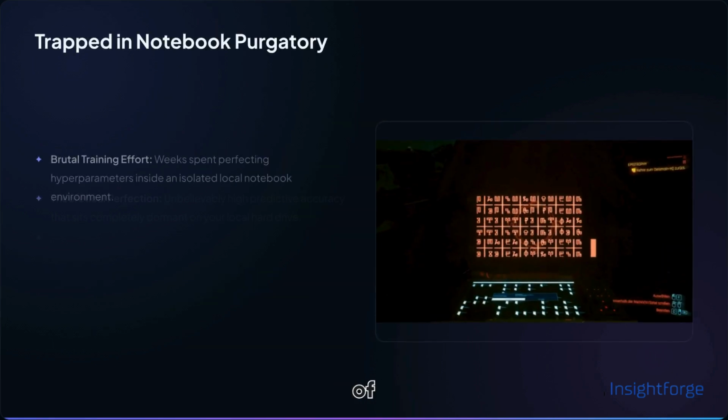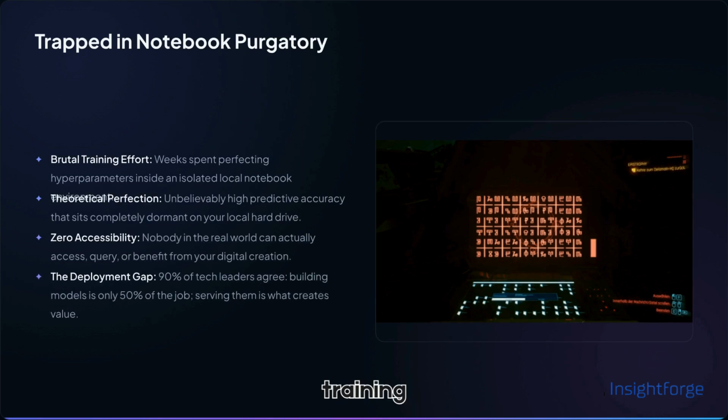Here is the trap so many of us fall into. You put in brutal training effort, spending weeks perfecting hyperparameters in an isolated environment. You achieve theoretical perfection, but your model just sits dormant on a hard drive, leaving you with zero real-world accessibility. 90% of tech leaders agree. Building the model is only 50% of the job. Serving it is what actually creates value. You are essentially trapped in notebook purgatory.